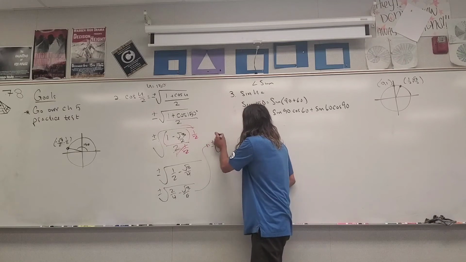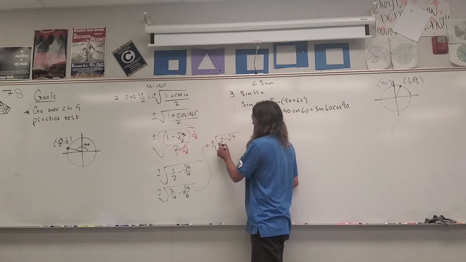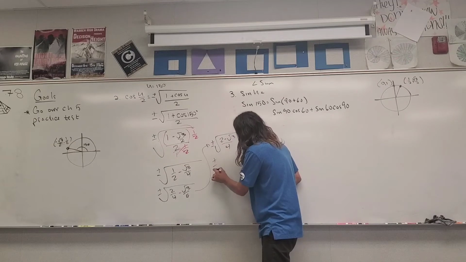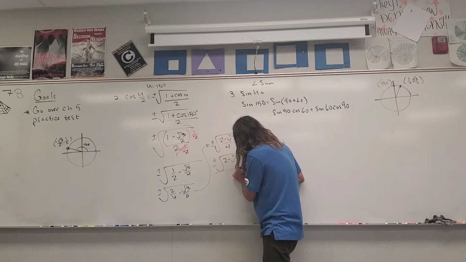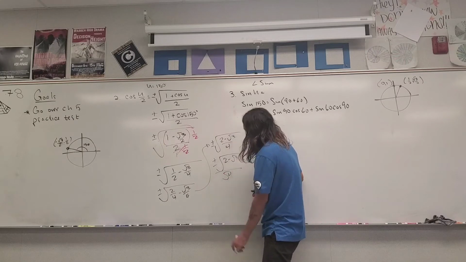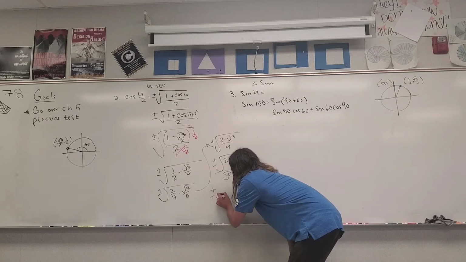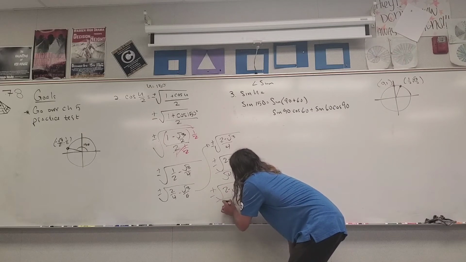All right, and we can simplify a little bit more. Plus or minus 2 minus square root of 3 over 4, which becomes plus or minus 2 minus the square root of 3 over the square root of 4, which would become plus or minus 2 minus square root of 3 over 2.